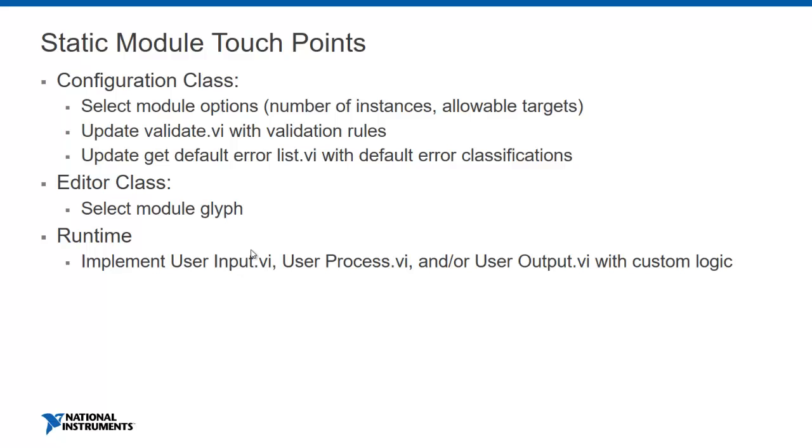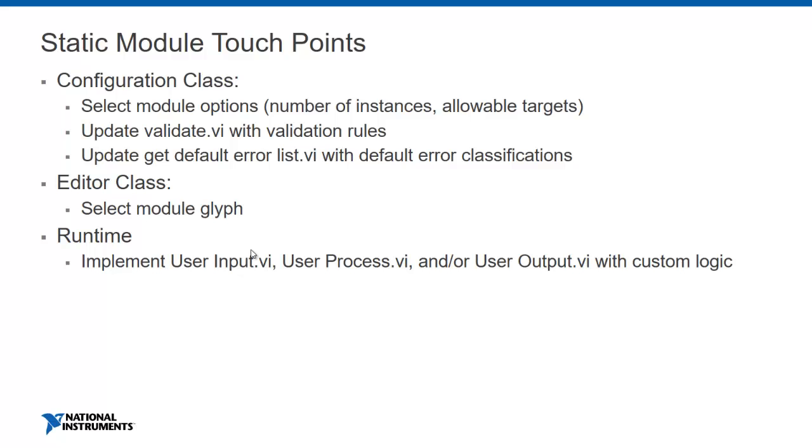So to summarize what you need to do to modify the static module template to create your module, here's a handy guide. For your configuration class, you have the optional ability to select the module options, so number of instances, the allowable targets like we did with the LED module. You can also update validate.vi with validation rules for your module's configuration. For example, if you want the editor to display a big red X over the module if a user has entered something that's incorrect for your module, the rules to generate that big red X over the module are located in validate.vi.